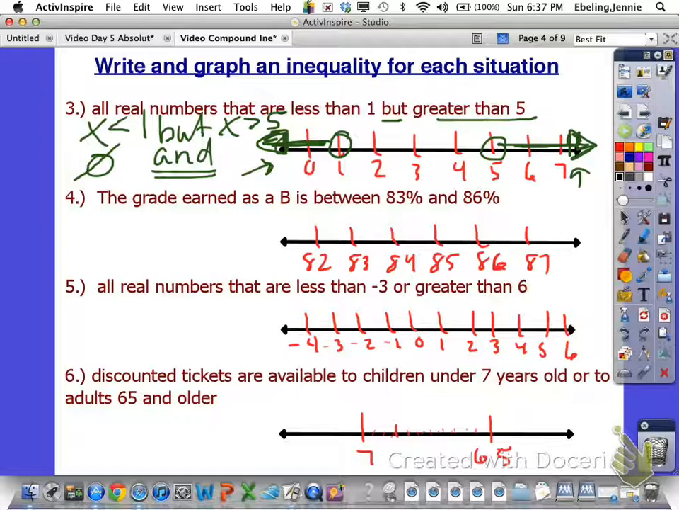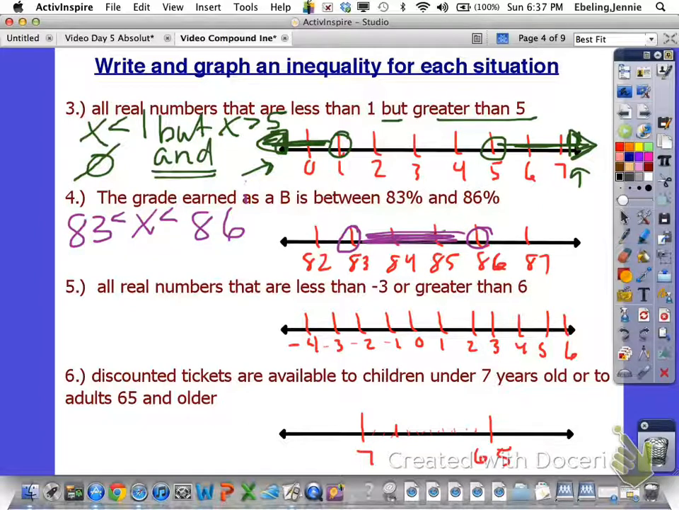Let's take a look at the second example. The grade earned is a B. The grade earned as a B is between 83% and 86%, if I can read that right. So between 83% and 86% is where our grade has to fall, and if it says between, it does not include those numbers. So I'd have an open circle at 83, open circle at 86, and then I would shade in the middle.